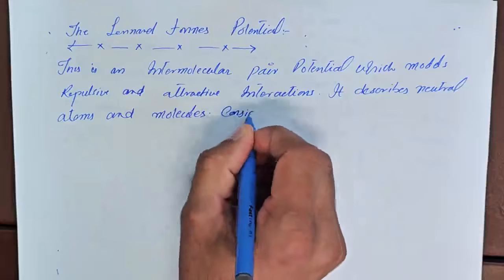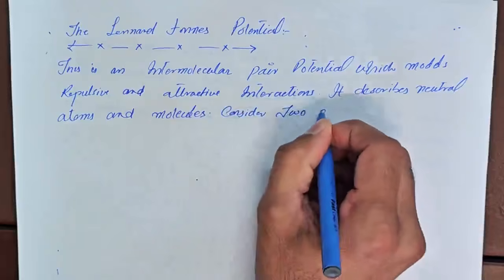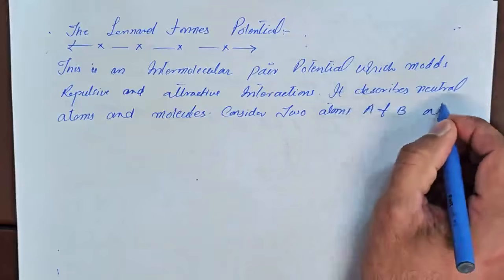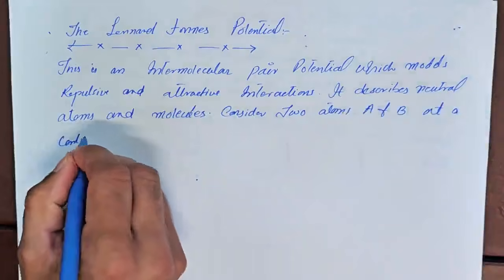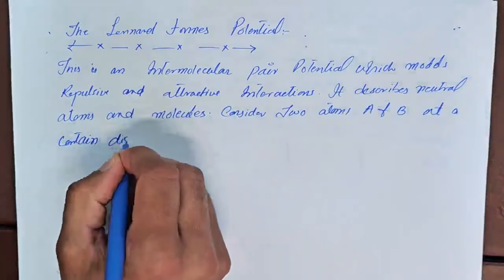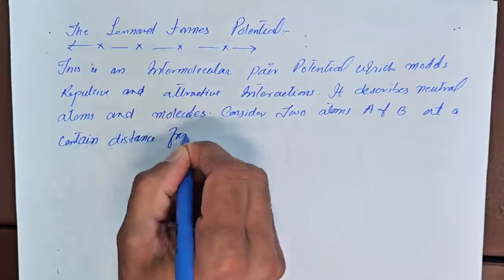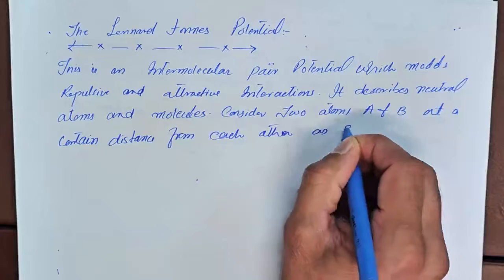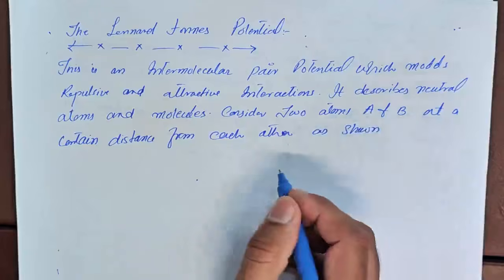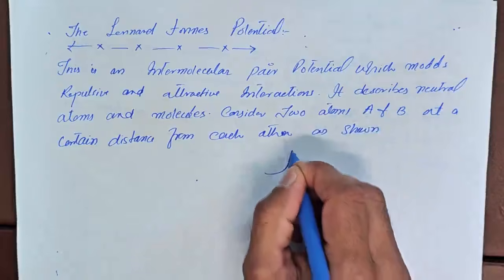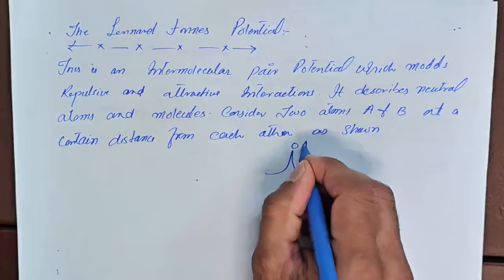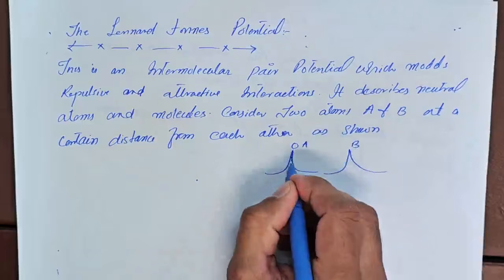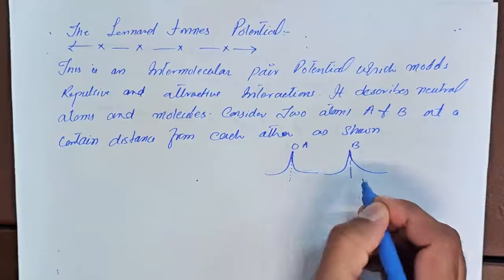Consider two atoms, A and B, at a certain distance from each other, as shown. This is atom A and this is atom B. This line represents the center of this atom.